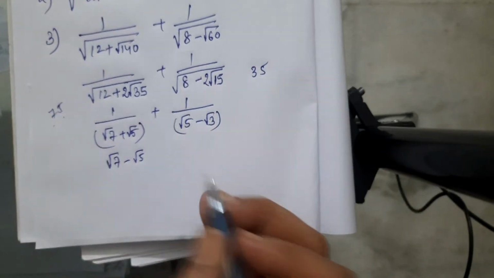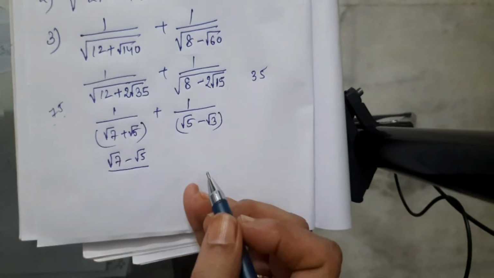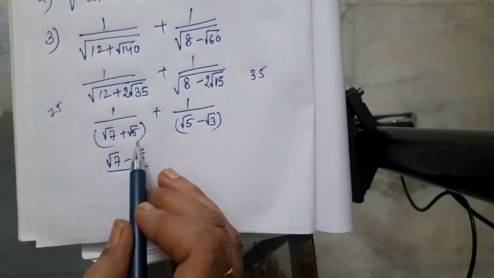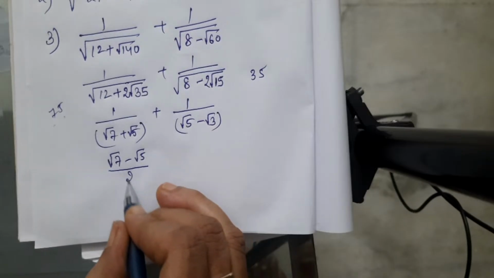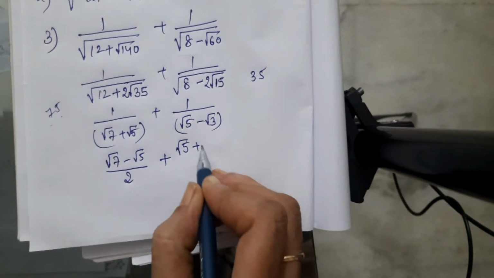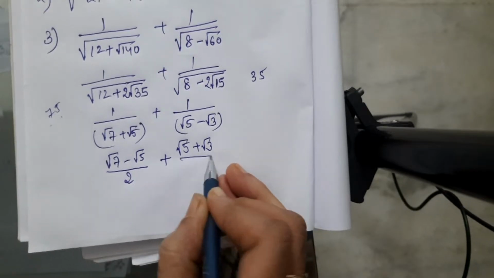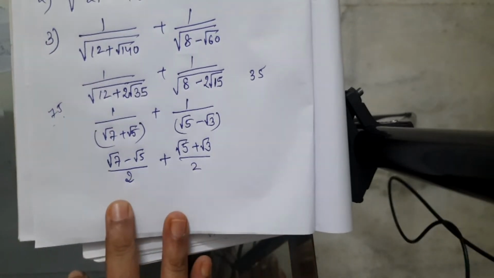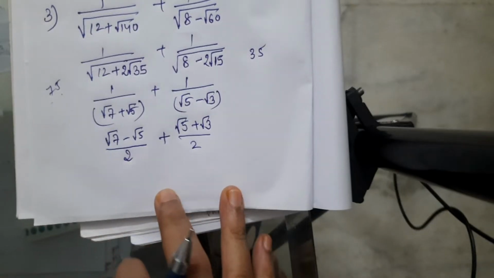If you recall back, in the denominator I told subtract both the numbers. 7 minus 5, 2. Now here minus is there, so we'll write opposite. 5 minus 3 is 2. Now both of them are having same LCM.